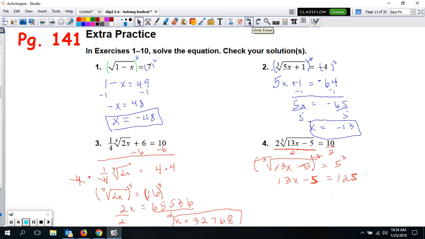2 more steps. Add 5 to both sides. That's going to give us 130. So 13x is equal to 130. And divide by 13. And 130 divided by 13 would be just 10. So that's a quick answer there of x equals 10.